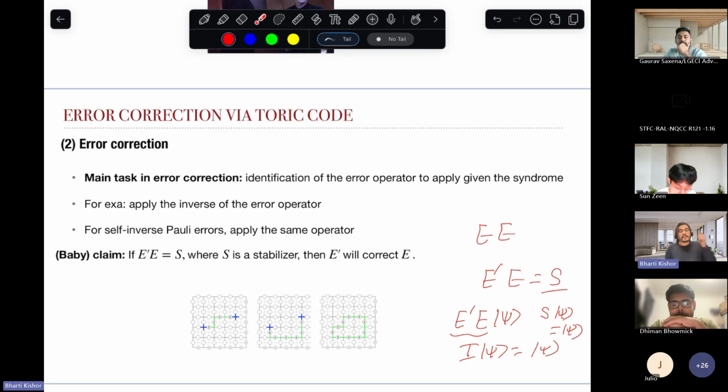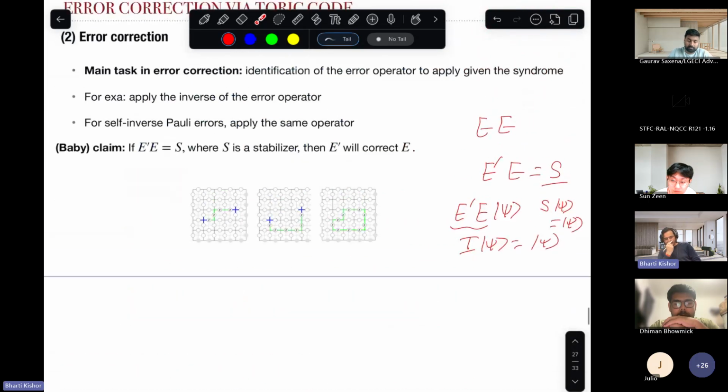It becomes problematic when, let's say, there is an error and you do something such that your action plus the actual error together forms a non-trivial loop. Then you will end up applying a logical operator. So we don't want that. As long as this is the error and this is your correction, if together that forms a stabilizer, which is a trivial loop, you are fine.